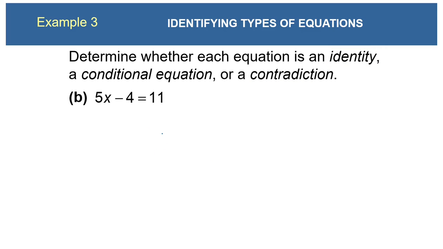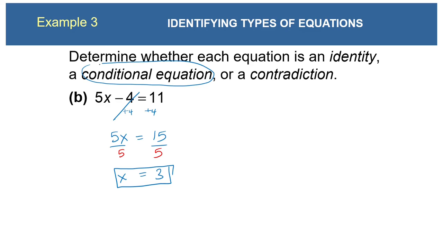In part B, I am going to solve this equation for x just like before. Let's add 4 to both sides. And we have 5x equals 15. Divide both sides by 5. x is now equal to 3. And since this is only one solution, we're going to consider this a conditional equation. Only one solution works. It's a conditional equation.